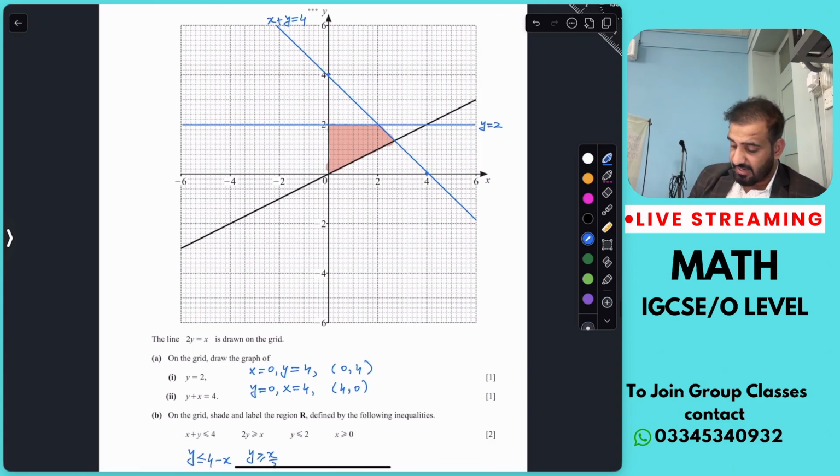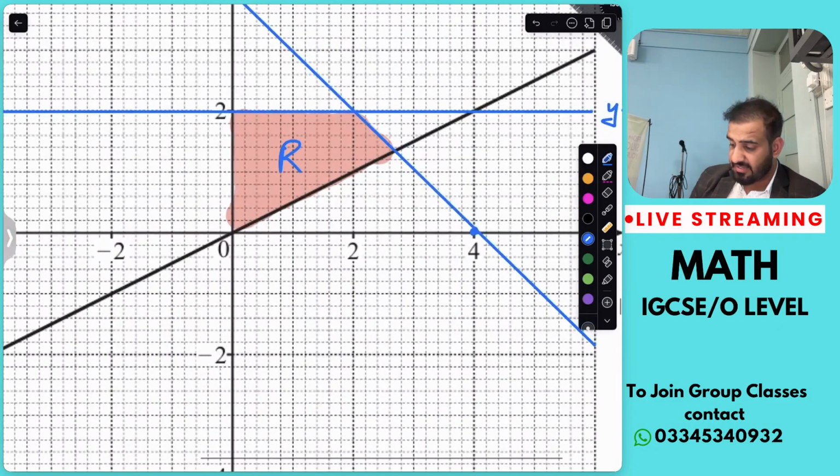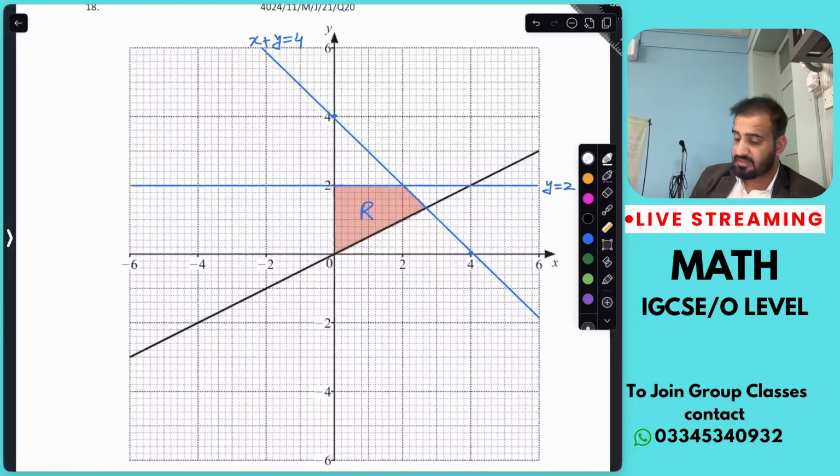On the grid, shade and label the region R. So this is my region R. ये थोड़ा सा शेडिंग बाहर जा रही होती है, प्लीज डोंट डू दैट स्टूडेंट्स, ये आपने नहीं करना. Your shading will remain inside the region, okay? That's it.